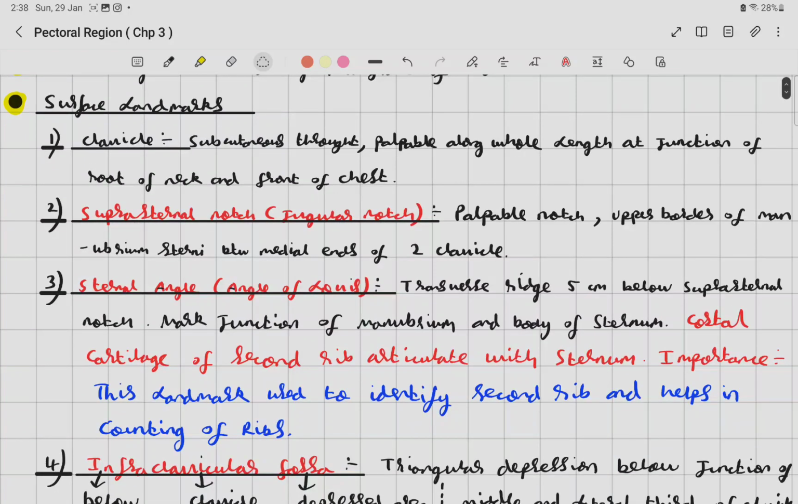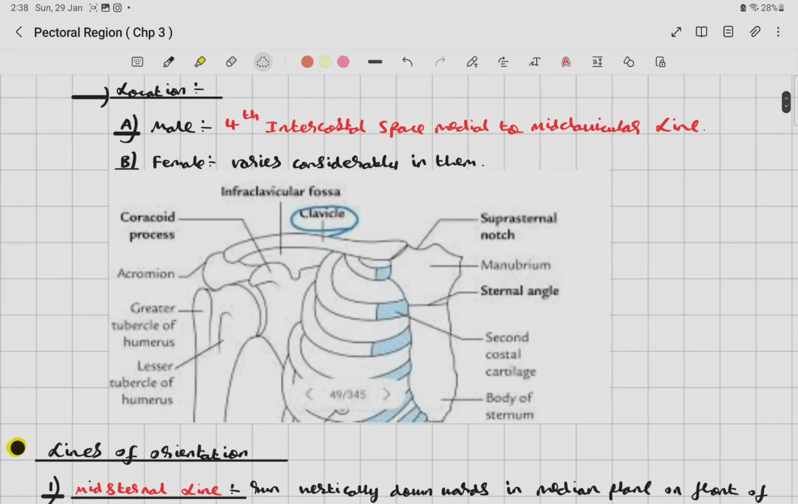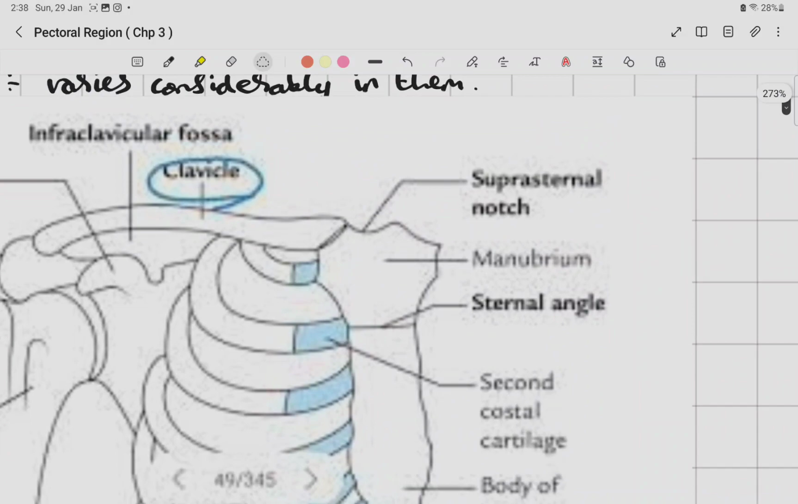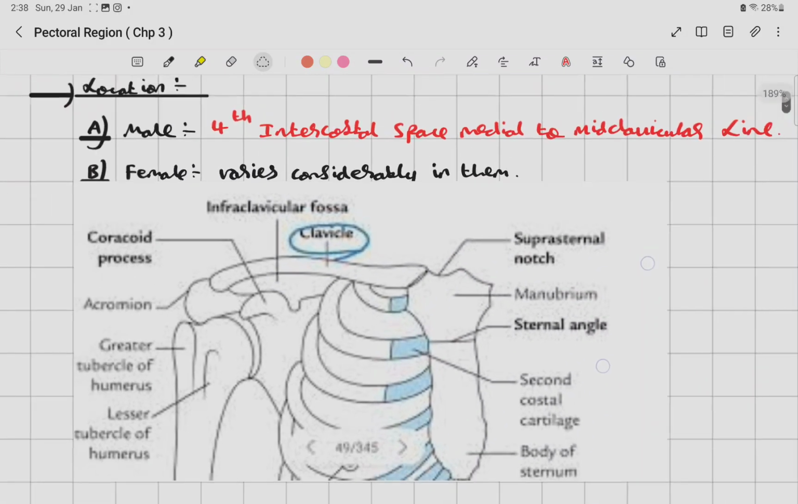Suprasternal notch or jugular notch is a palpable notch present at the upper border of the manubrium sterni, between the medial ends of the two clavicles. As you can see here, this is the suprasternal notch, also called the jugular notch.